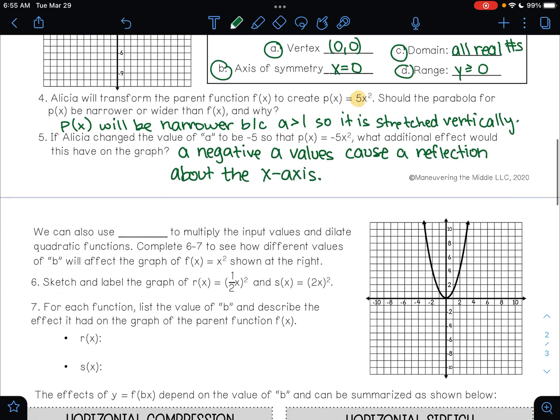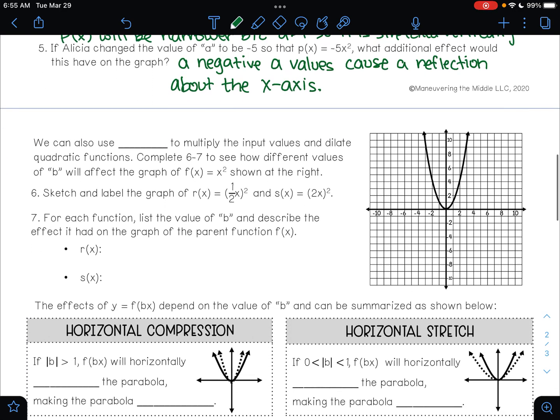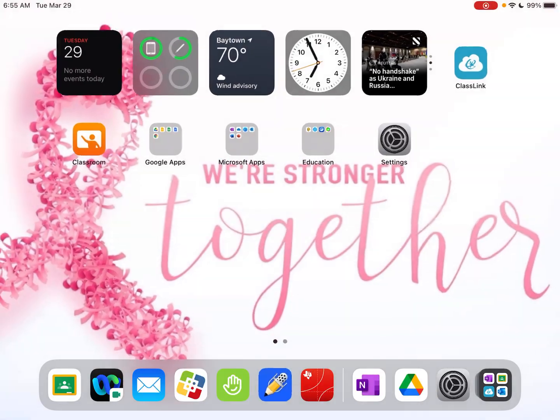Okay, moving on to the back side of our paper, we can also use y equals f of b times x, so the b is on the inside, to multiply the input by values to dilate quadratic functions. So complete questions 6 and 7 to see how different values of b will affect the graph of f of x shown. So sketch and label the graph of r of x, that is 1/2 x squared, and s of x, which is 2x squared. So notice how the numbers are now inside the parentheses.